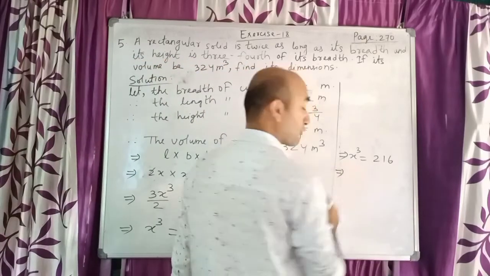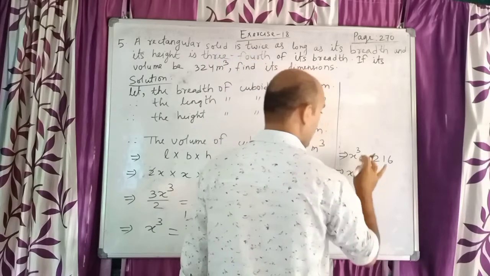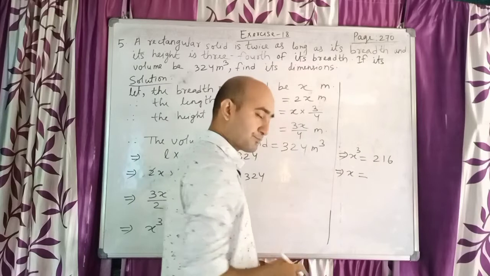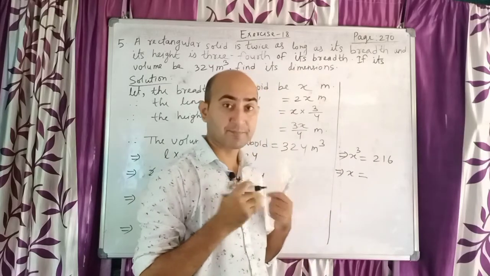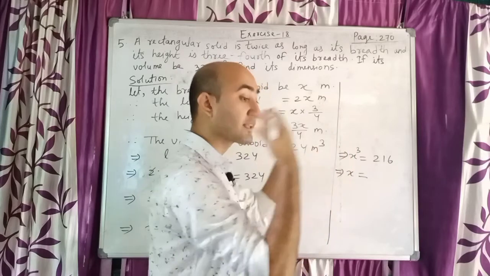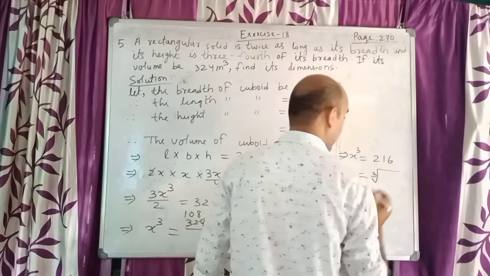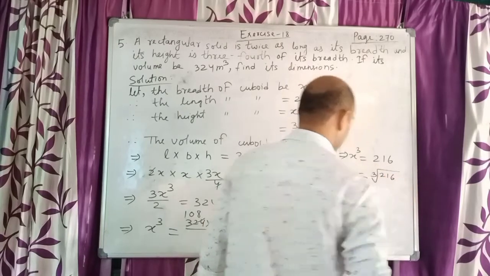Next I have to find the value of x. So I will write only x. When I remove the cube from the left hand side, it becomes cube root on the right hand side. So cube root here now. The cube root we write like this, 216.